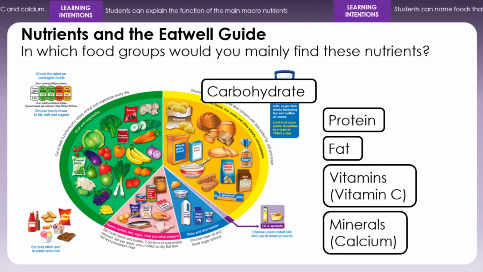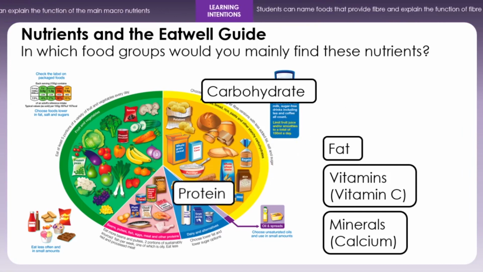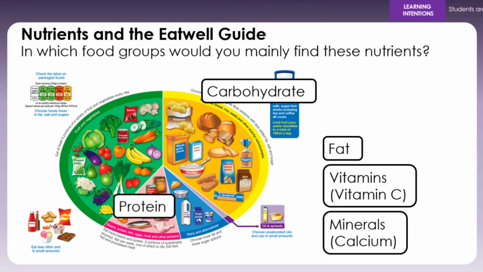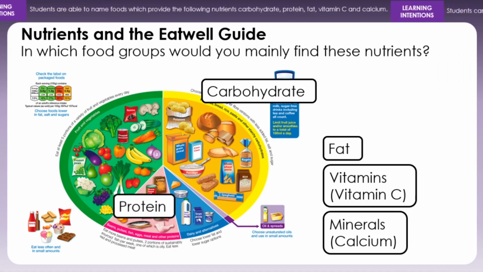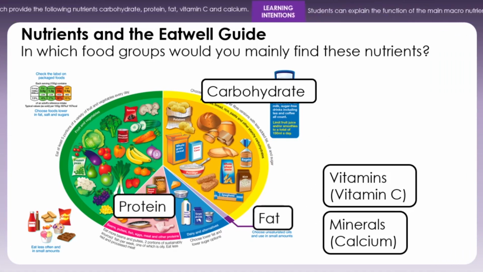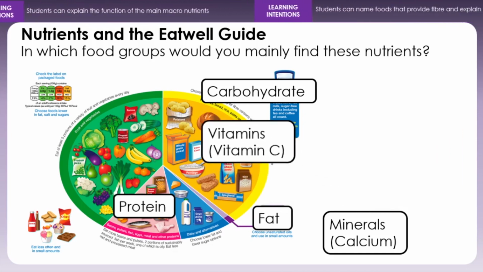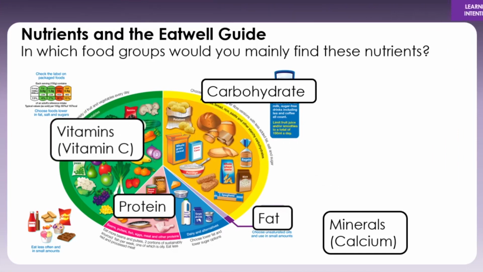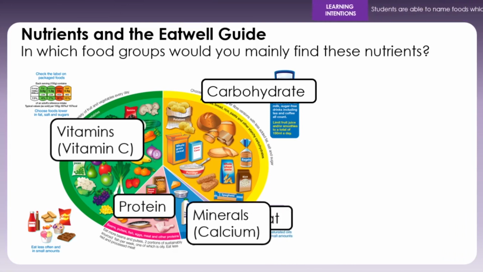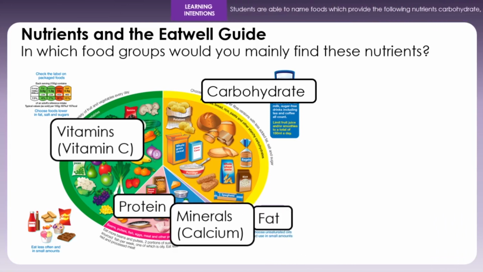And protein? Yeah, that's found in the pink section, the beans, pulses, fish, eggs, meat and other protein section. And fats found in the purple section of oils and spreads. Vitamin C you will find in the fruit and vegetable section, and the mineral calcium you'll find in the dairy and alternatives, which is the blue section.